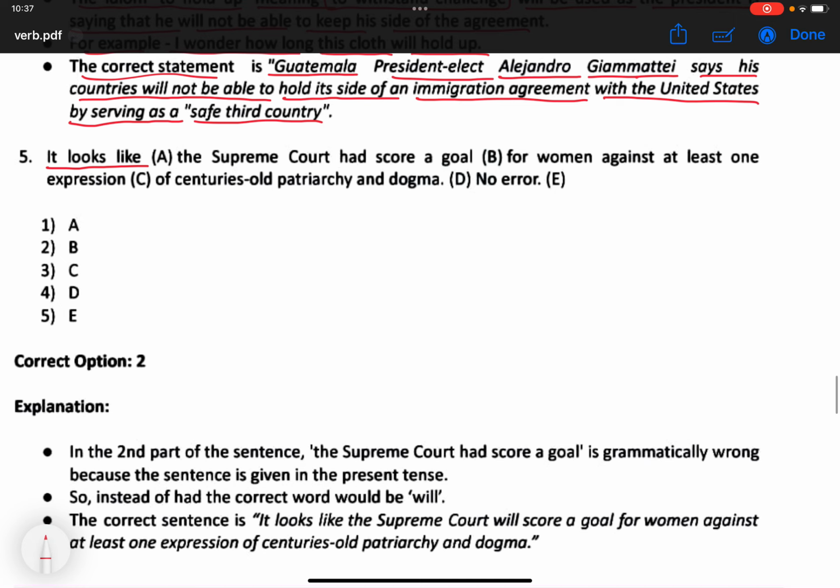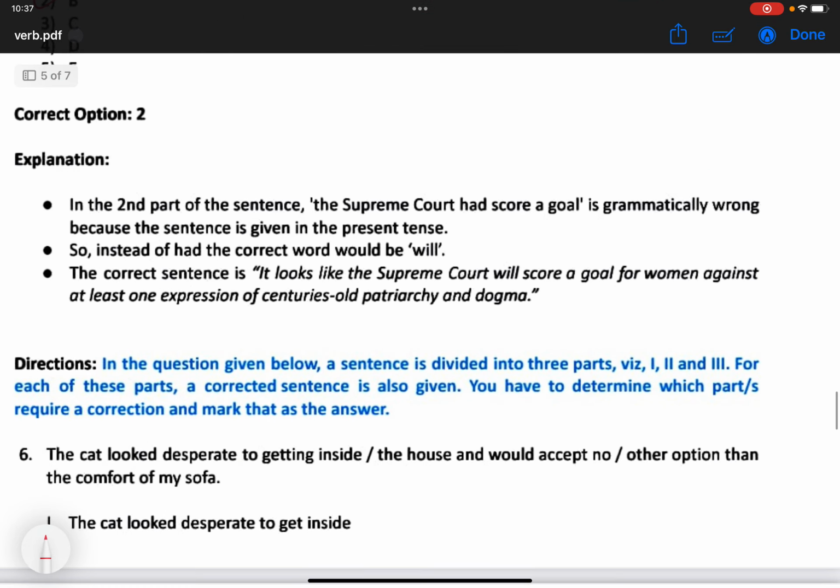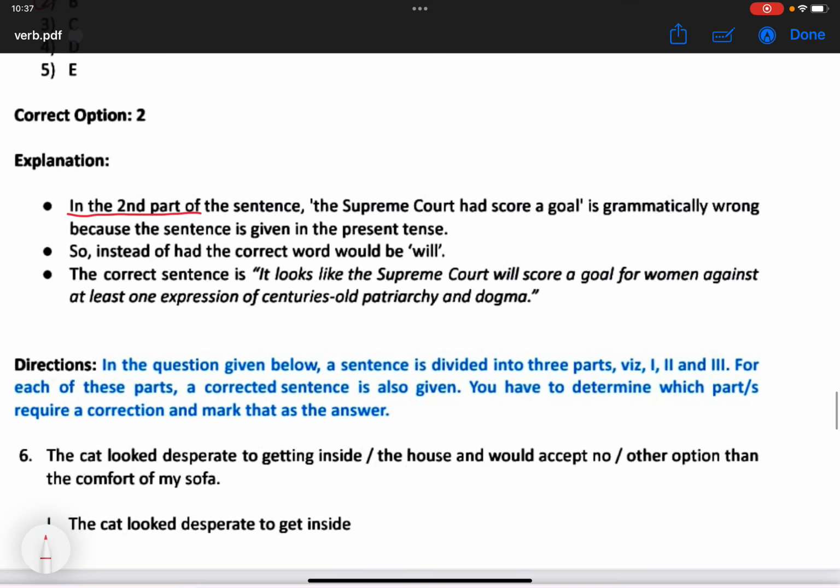It looks like the Supreme Court had scored a goal for women against at least one expression of centuries old patriarchy and dogma. फिर आ जाते हैं B. In the second part of the sentence, the Supreme Court had scored a goal is grammatically wrong because the sentence is given in the present tense.